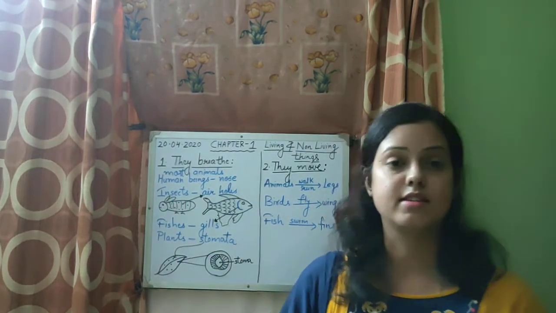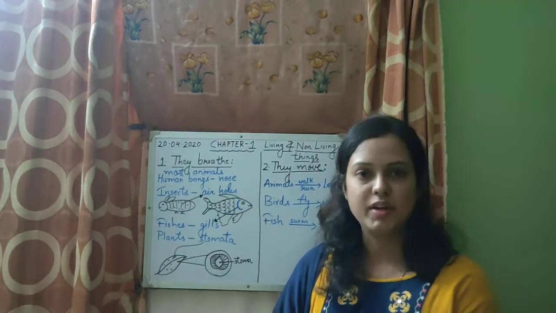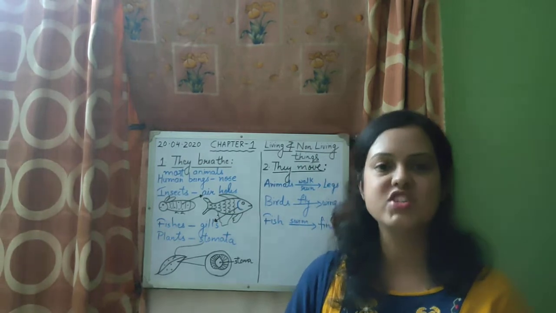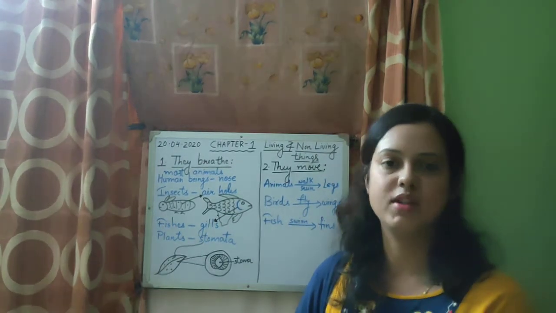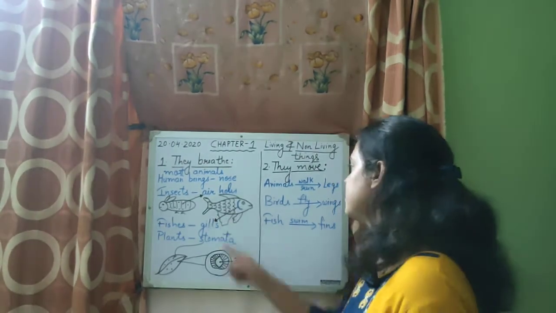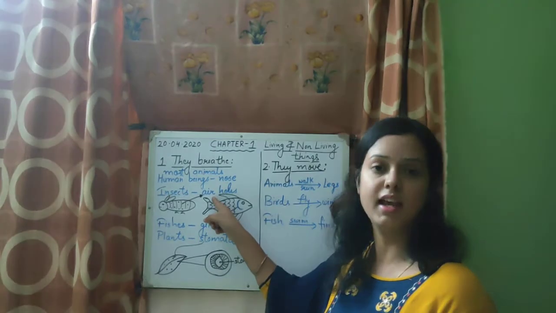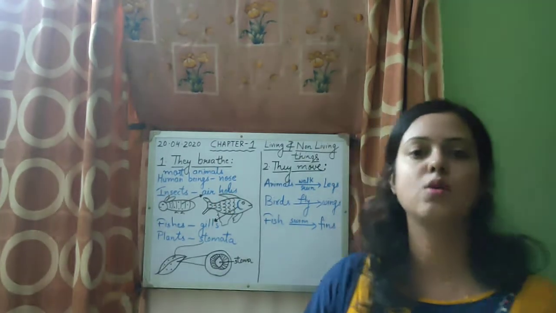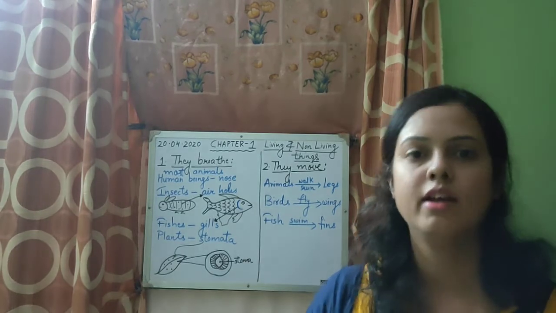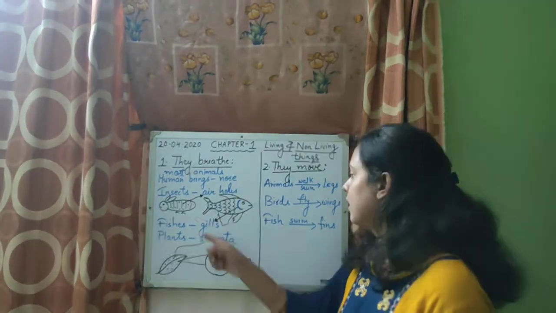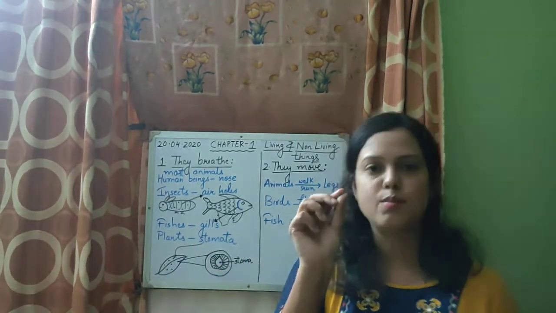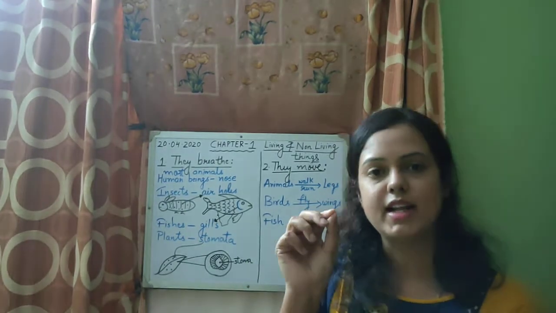Insects, how do they breathe? They breathe with the help of special structures present on their body, and those special structures are known as air holes. What is it called? Air holes. Now what is an air hole? Air holes are very small openings or very tiny holes.